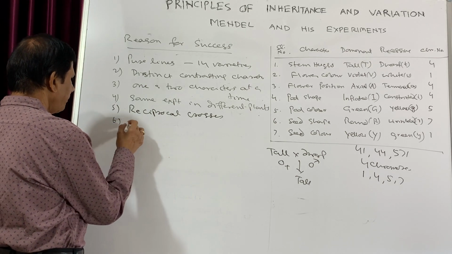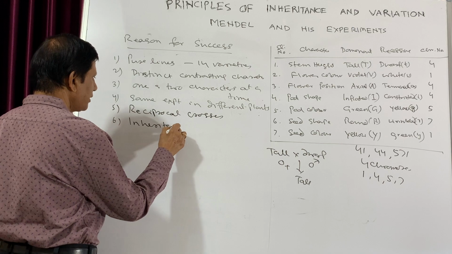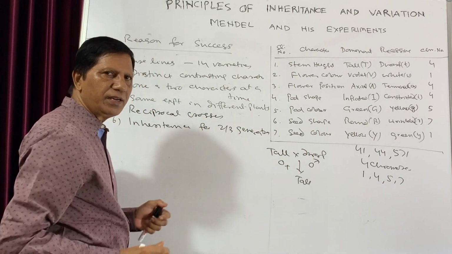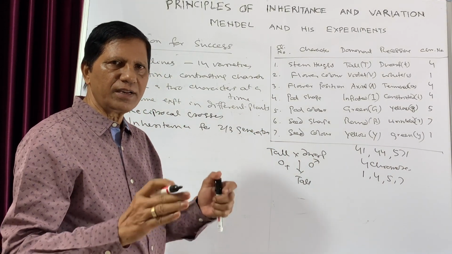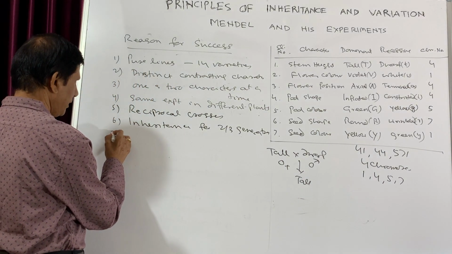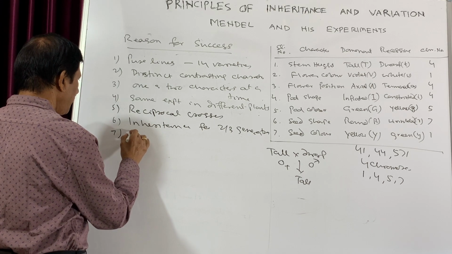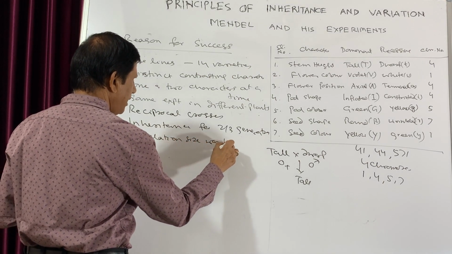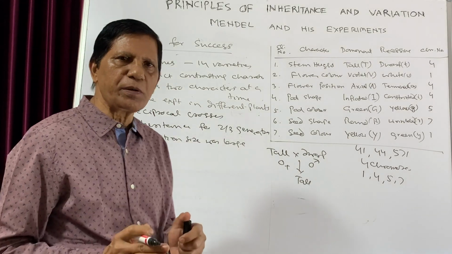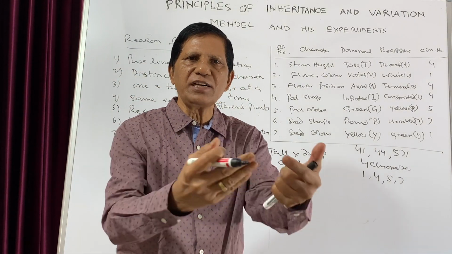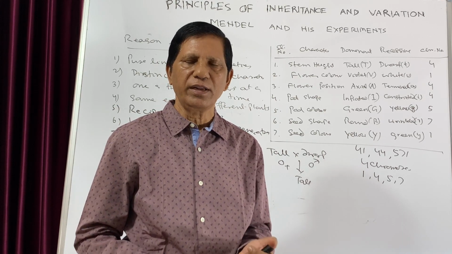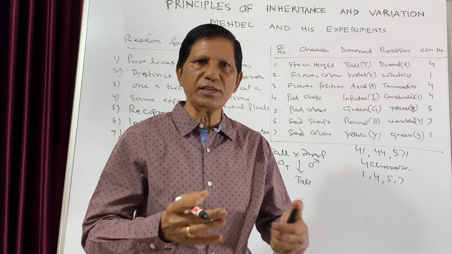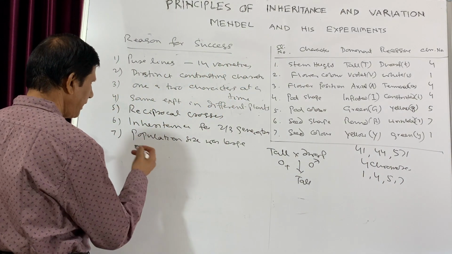Then the next point is, he studied the inheritance for 2 to 3 generations. That means he studied F1, F2, F3 like that, and he found that the results are correct. That is one of the important points. Then the next point is the population size. Population size was large. That means in some of the experiments he grew thousands of plants. That means there is no doubt. If one takes only a few plants, some hundreds, then there may be doubt. But he took sometimes some thousands of plants, a large number of experimental materials.